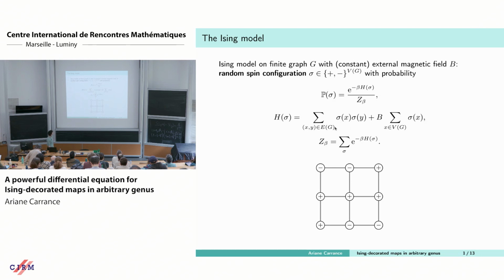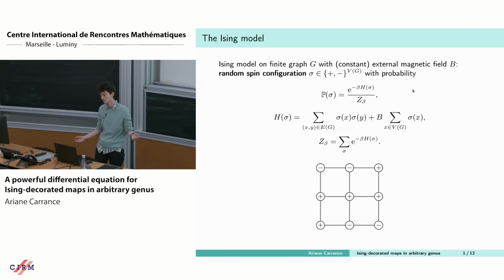function here that depends on the alignments of neighboring spins and some external magnetic field B, where B is some constant, and beta is another parameter here that is the inverse temperature in statistical mechanics terms. And as usual, we normalize this with the partition function to get a probability distribution that sums to 1. So this is the Ising model on a fixed given graph, for instance, a subset of the grid, and we want to define it on maps.